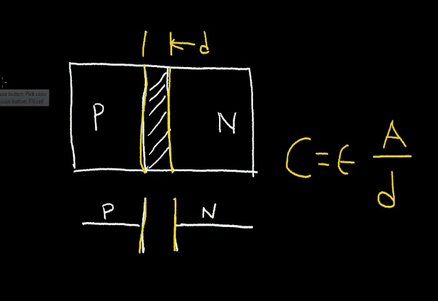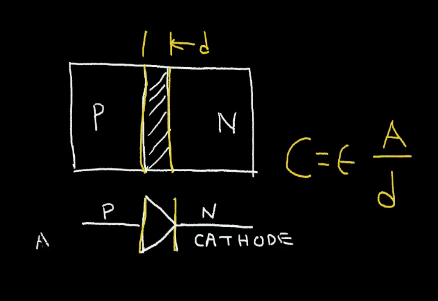But besides being a capacitor, this P-N junction region also forms a diode. And the symbol for a diode is this. And this region, the N region, is sometimes referred to as a cathode. And the P region is referred to as an anode.